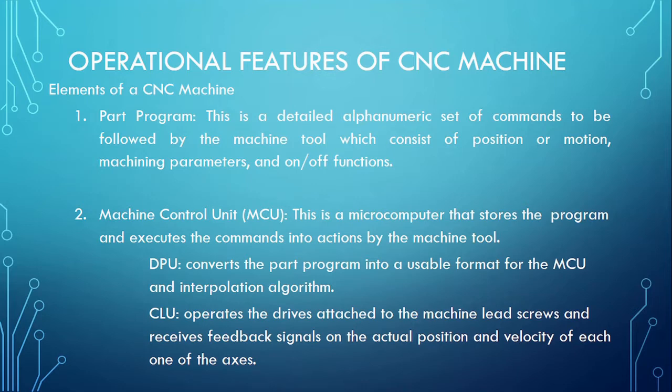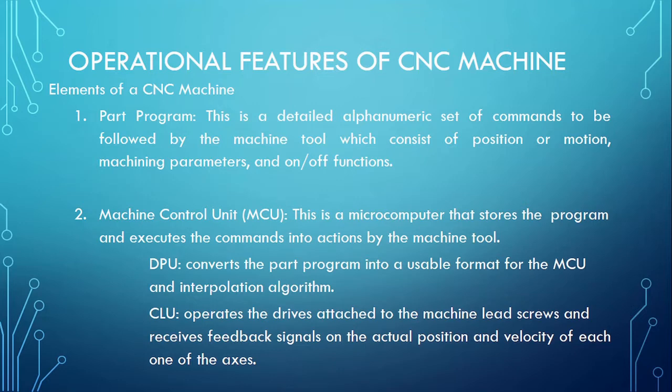So for every part program, there has to be the position or the motion, then the machining parameters, the feed rate, the spindle speed, maybe you are cutting in mm or in inches. All those are machining parameters, and also the on and off functions, the coolant on or off, a tool change, the spindle on or off. These are on and off functions which are equally captured in the part program.